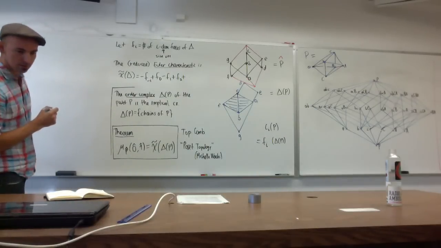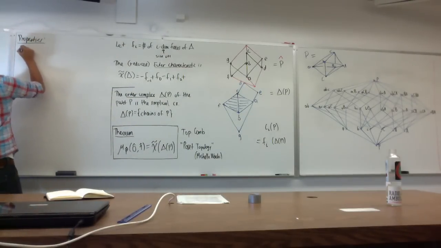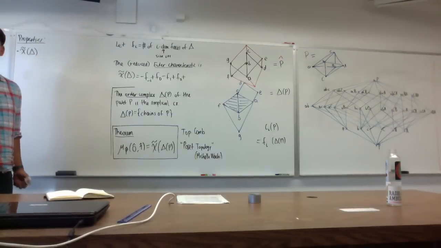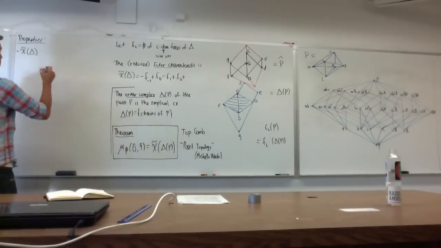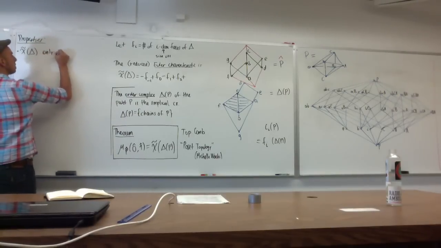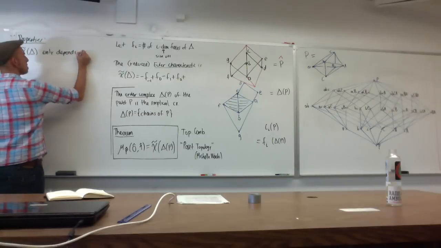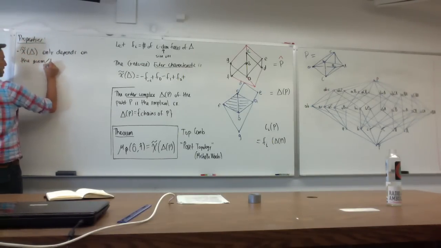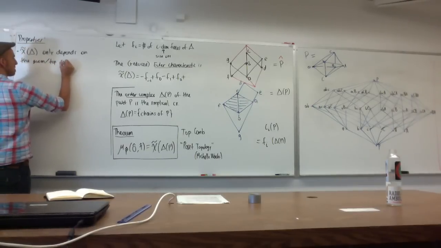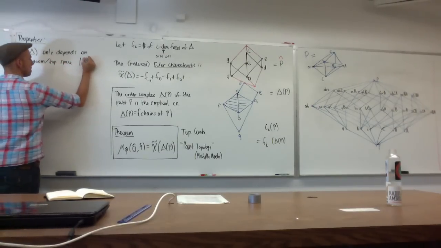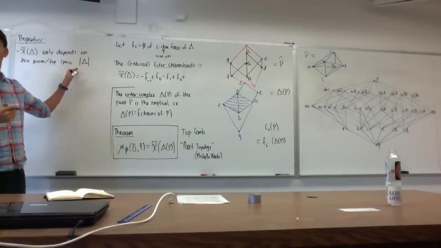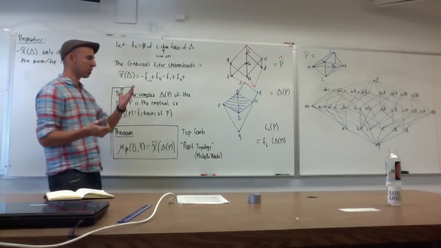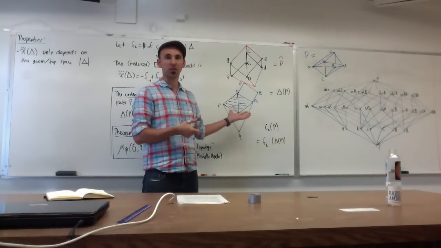So one is that the Euler characteristic of a simplicial complex is actually a topological quantity. It only depends on the geometric slash topological space, which we call the geometric realization of delta. Now, when I say that, what I mean is just that you're going to think of this as a geometric thing, not as a bunch of sets. Okay?